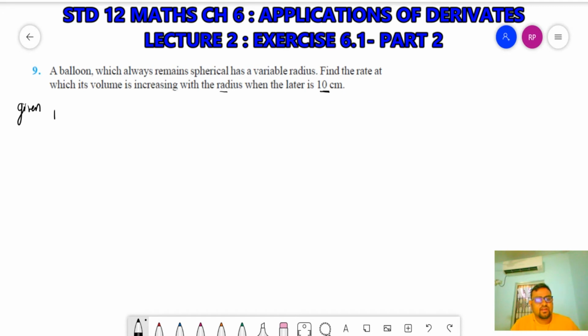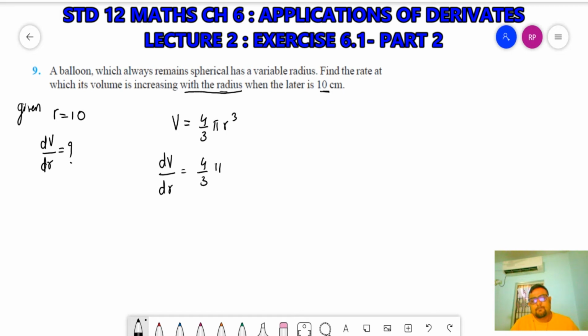It is given that r is equal to 10. What you have to find out is the change in volume with radius. See, it's not with time. So I need to find out dV by dr. The volume of, again it's a sphere, so 4 by 3 pi r cube. So dV by dr will be equal to 4 by 3 pi, derivative of r cube, 3r square, dr by dr, so that will get cancelled, so no need to write down this dr by dr.